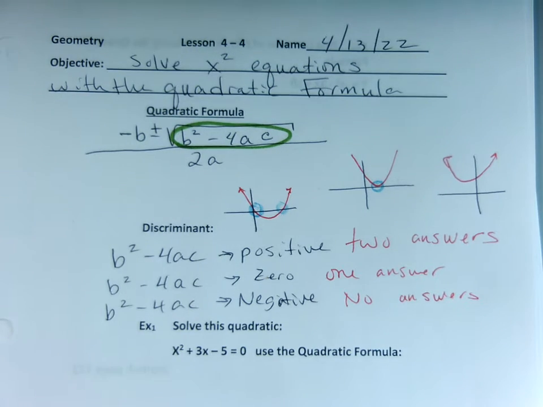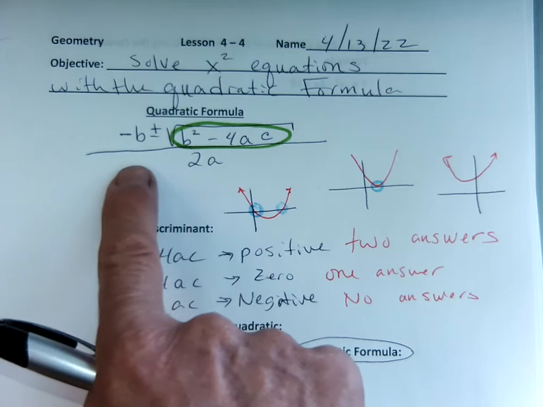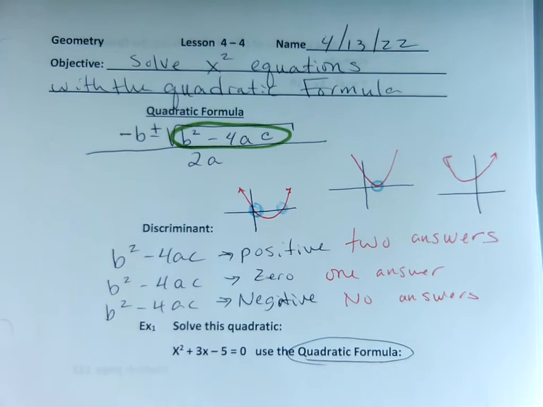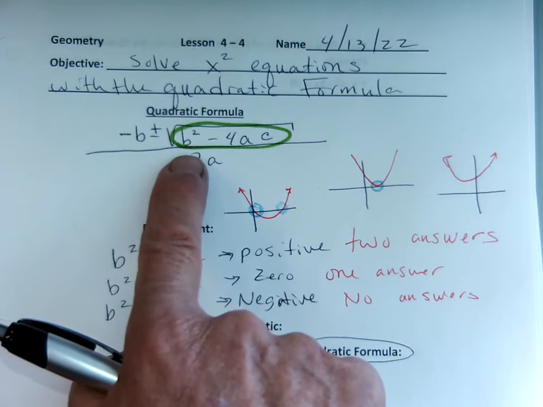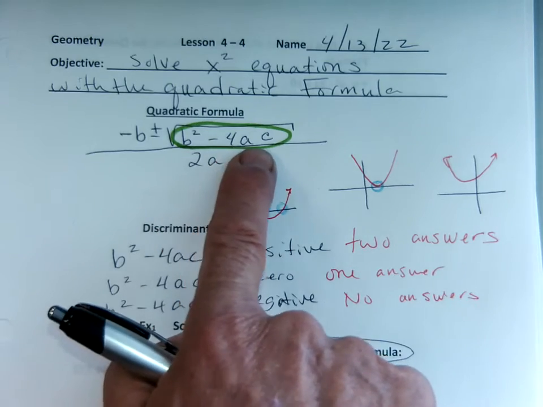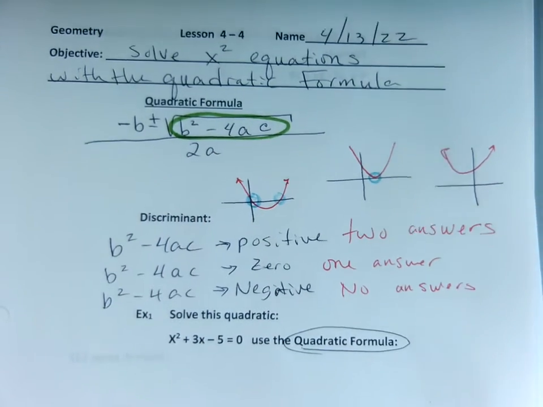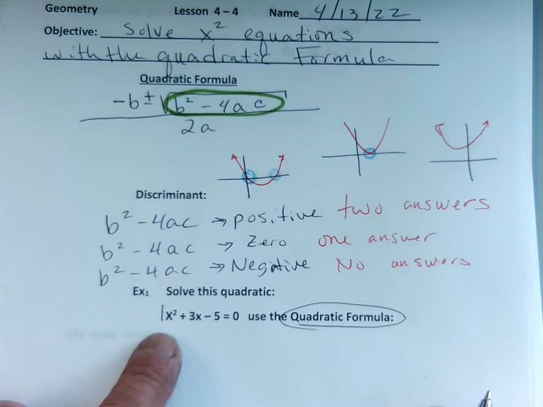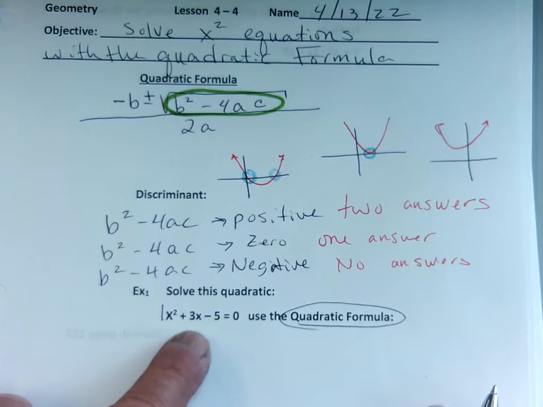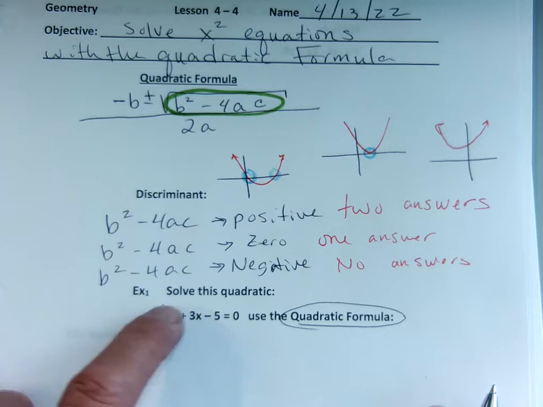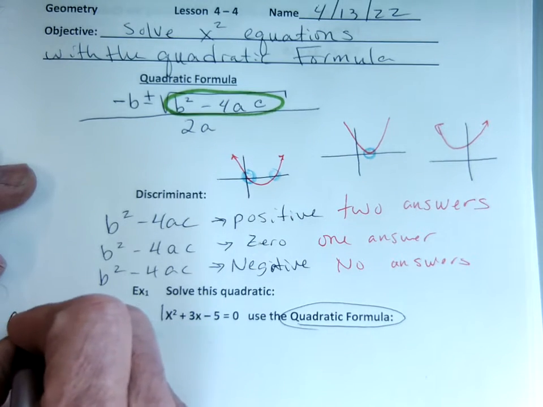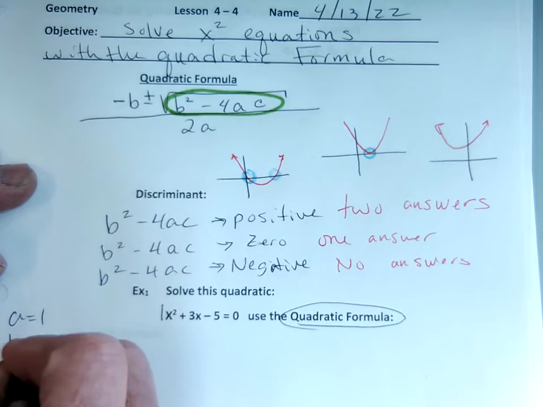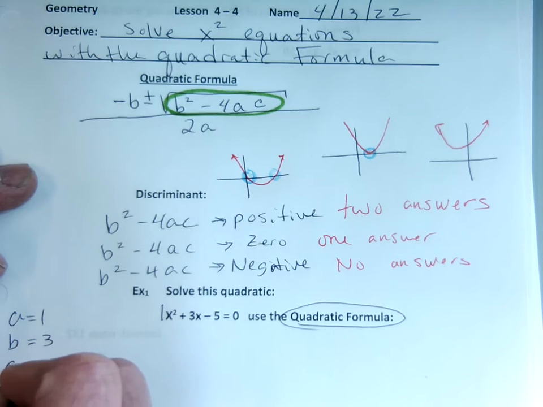Okay, so if I'm going to use the quadratic formula, I've got to use my negative b plus or minus the square root of b squared minus 4ac all over 2a, okay? Now, what we need is an a, b, and c. So a is always the number in front of x squared, b is always the number in front of x, and c is the constant. So I'm just going to write that down. I know a is 1, b is 3, and c is negative 5.